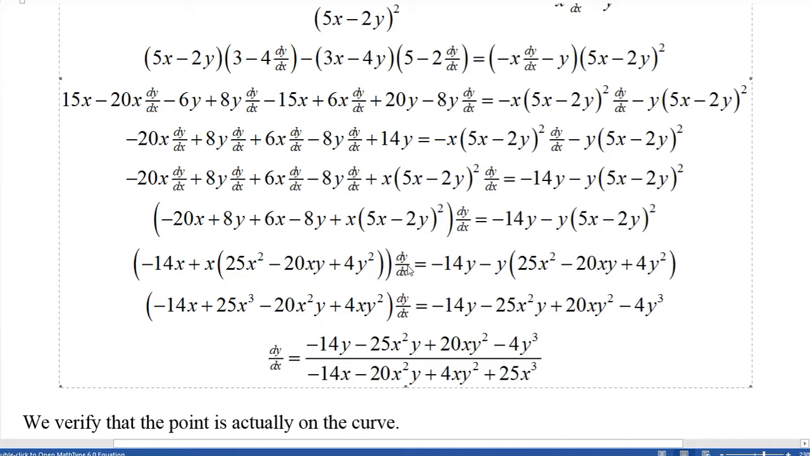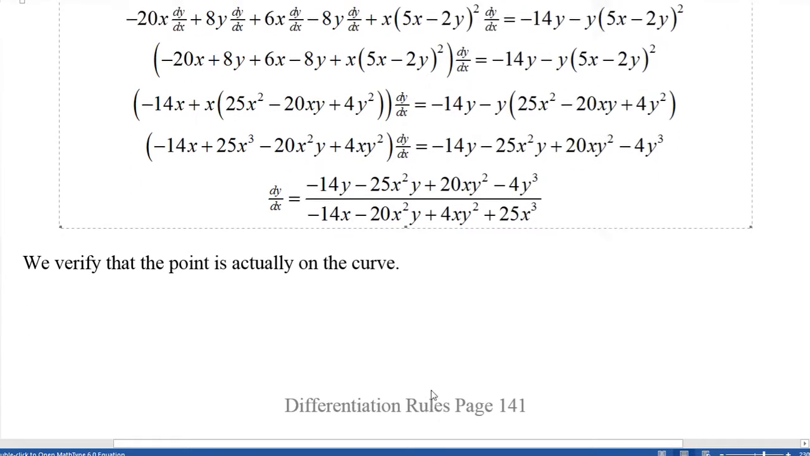Still got our dy over dx out here, and this squaring is the same thing. Multiply the y through here on the right, and we get negative 14y. And then the negative y times 25x squared is minus 25x squared y. Negative y times negative 20xy is negative 20xy squared. And negative y times 4y is negative 4y cubed. And distribute the x over here, where you can see all the powers of x go up 1. Divide by this coefficient here, and now we have our formula for dy over dx.